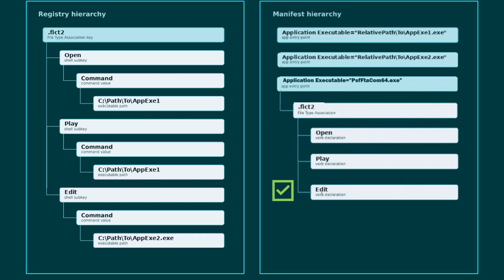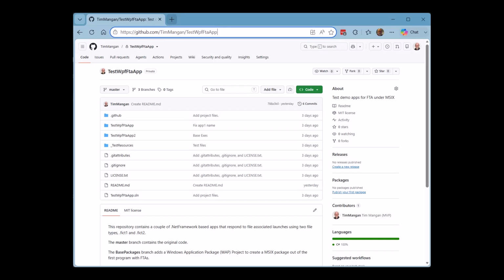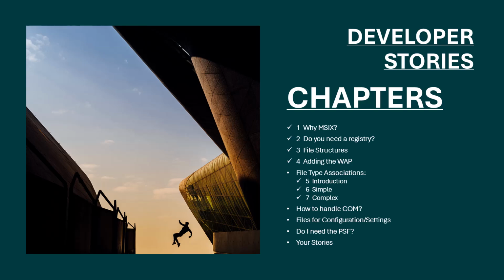So this is how we solve the more complicated combinations of file type associations under MSIX. Previously, I pointed out the GitHub repository where you can find the PSF, but here is the code repository for the test projects that I use for chapters 6 and 7. This concludes this chapter of The Road to MSIX.